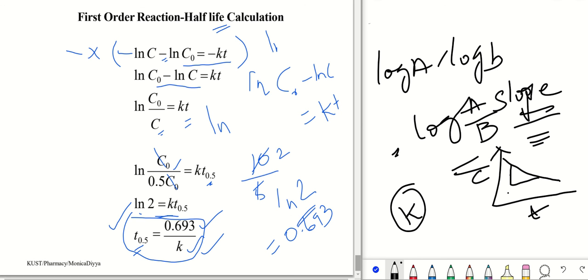So in today's lecture, we have discussed the orders of reaction, the importance of chemical kinetics, the rate law, and the half-life calculations for zero and first order reactions. The same way we can carry out the calculation for the second order reaction.